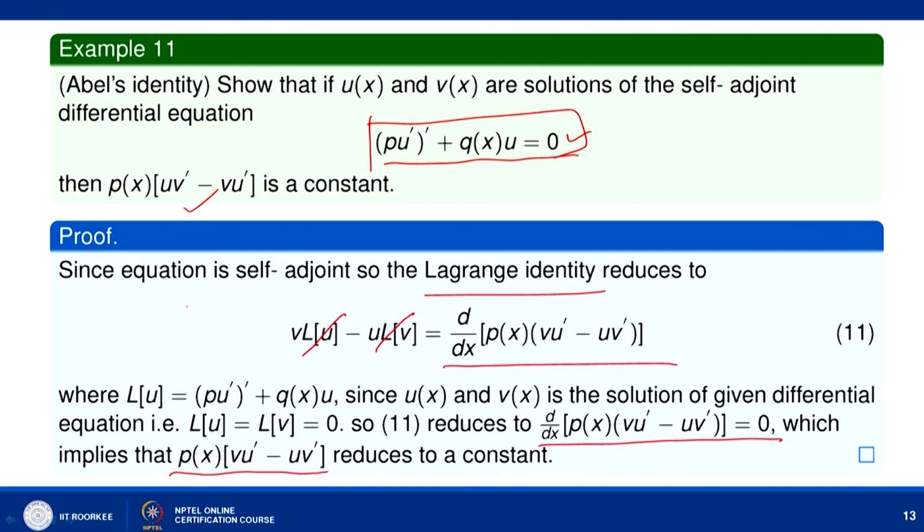By using the Lagrange identity for self adjoint form, we can easily say that d by dx of p x (v u dash minus u v dash) is equal to 0, and by integrating we can say that p x (v u dash minus u v dash) is equal to a constant value.